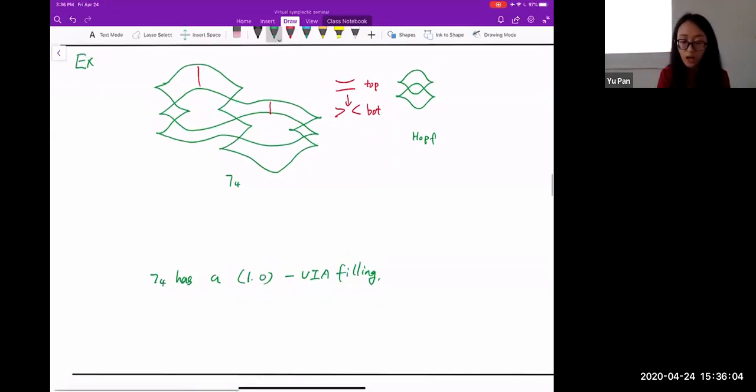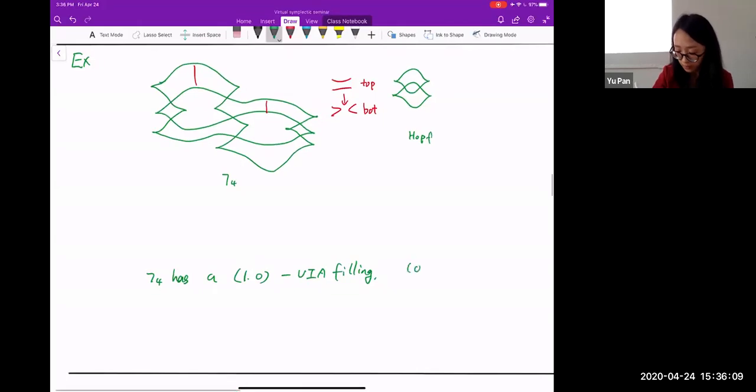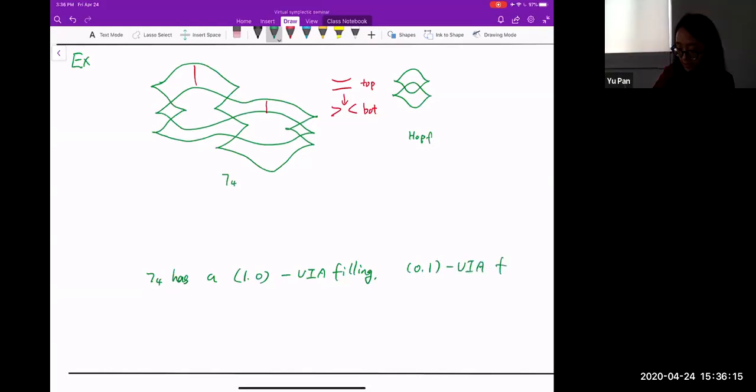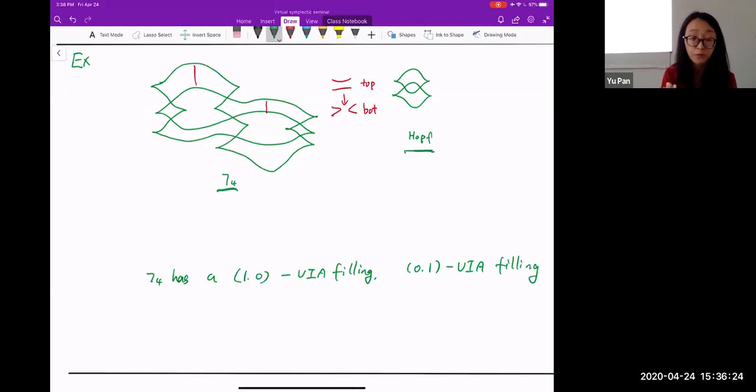And we would want to know whether or not it has a disk filling with one immersed point, right? So we want to test whether it has a 0-1 immersed filling. To test this is the same as asking whether there's a cobordism from the Hopf link to 7-4.